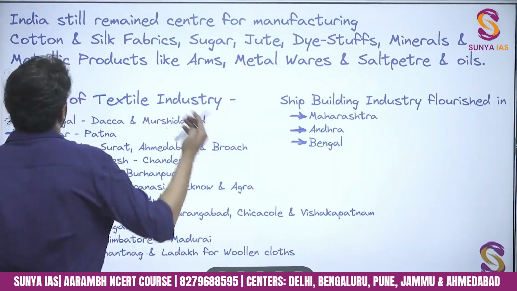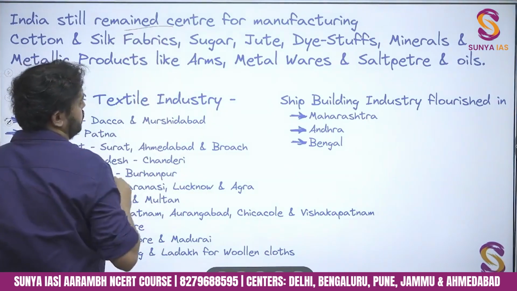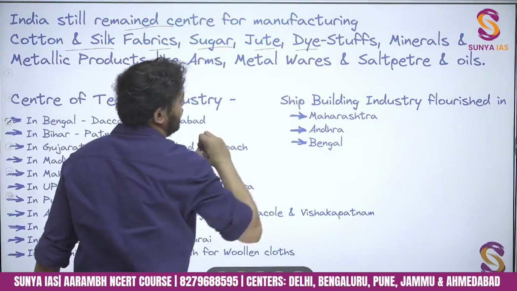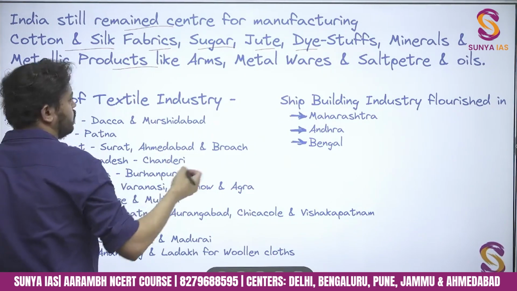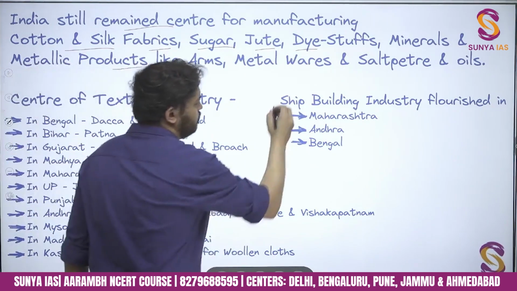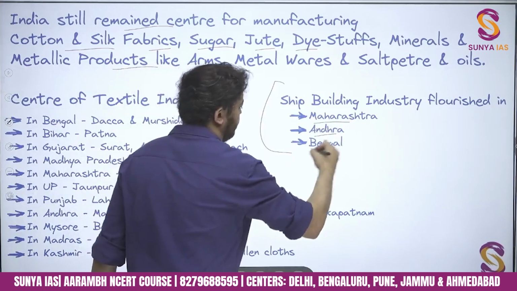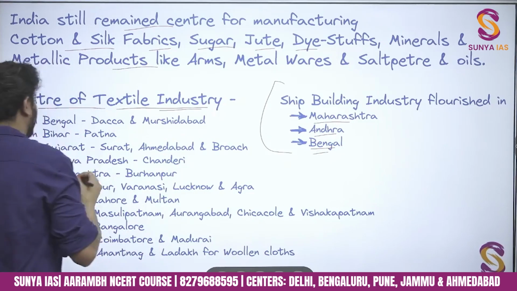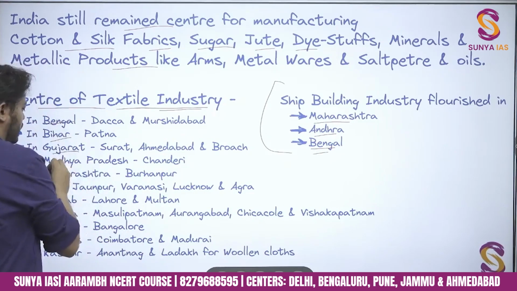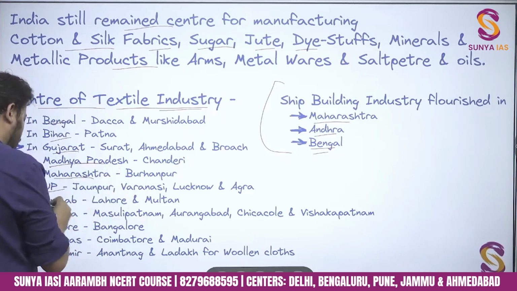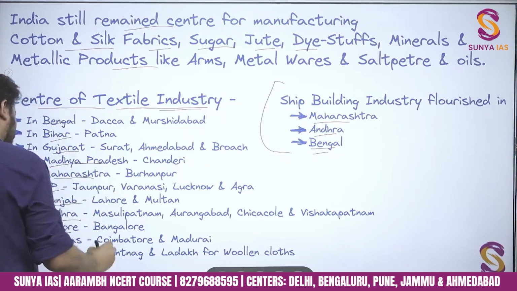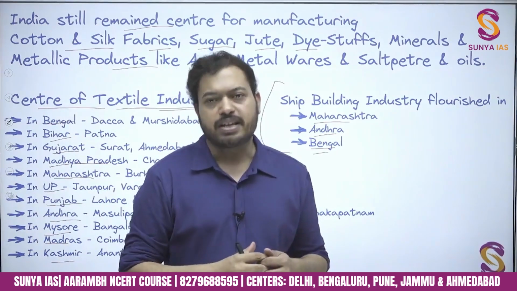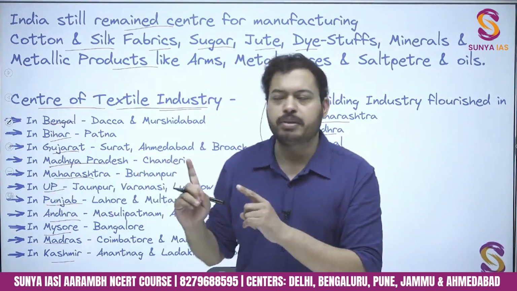Now, India still remained the center for manufacturing. So whether it was cotton, silk, sugar, jute, dye stuff, or minerals, we were exporting these things. Okay, we had shipbuilding industries in Maharashtra, Andhra, and Bengal. There was a textile industry on an extensive level. For example, in Bengal, Bihar, Gujarat, Madhya Pradesh, Maharashtra, present-day UP, Punjab, Andhra, Mysore, Kashmir, all these places were involved in different kinds of textile products, and these are again something to be remembered.